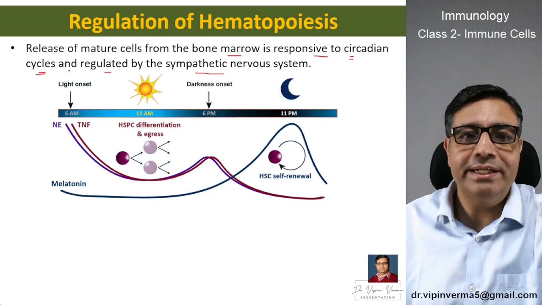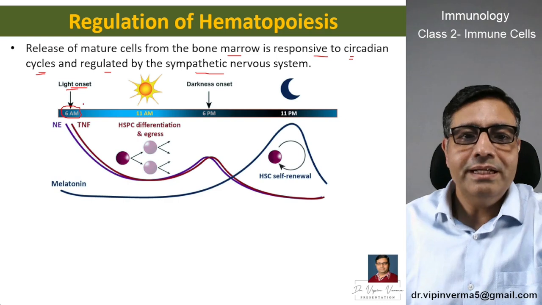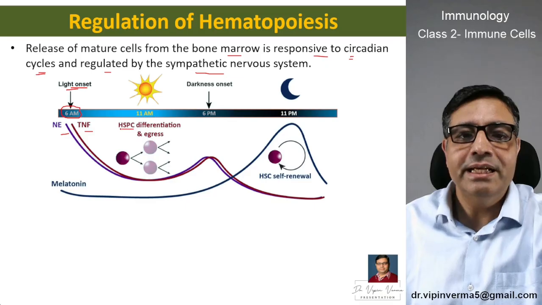Now look at the picture here. Around 6 a.m. there is an onset of the light. There is a dawn. Okay, and at this time noradrenaline and TNF burst, and in their presence the hematopoietic stem and progenitor cells, HSPC, differentiate and form the terminally differentiated cells, and then these cells are released into the blood.